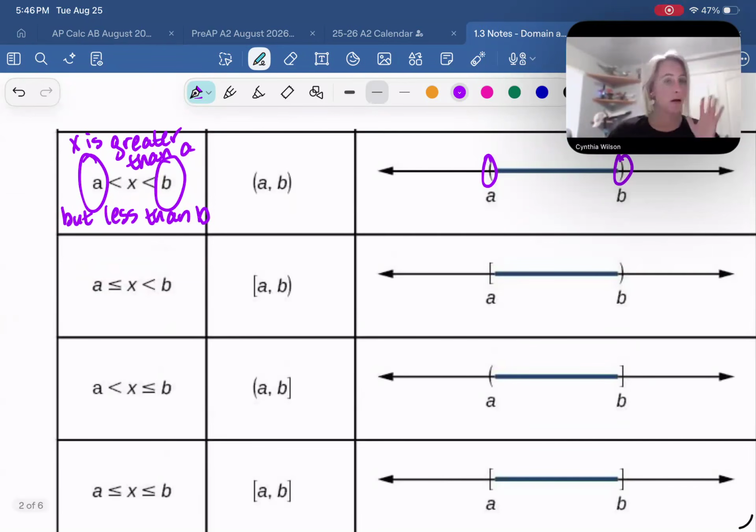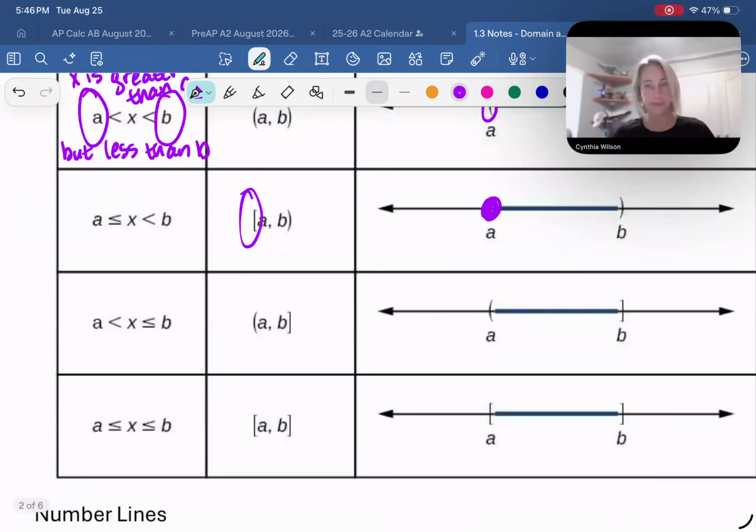All right. On our next one, you see an equals to, okay? Means X is greater than or equal to A, but still less than B. So A would get a bracket, A would get closed dot. But I know you guys can see the rest of these, so I'd rather just go into the actual examples because I hate these. But at least you have them all there.